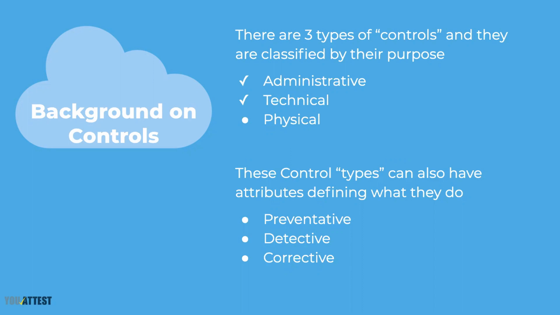These specific controls, these types of controls, can also be broken down by different attributes, defining what they do. And those attributes can be preventative, detective, or corrective. But that's really not in the scope of what we want to talk about today. So we'll be focusing on control types when discussing application access controls today, focusing mostly on administrative and technical controls.